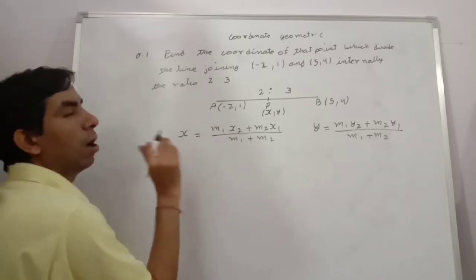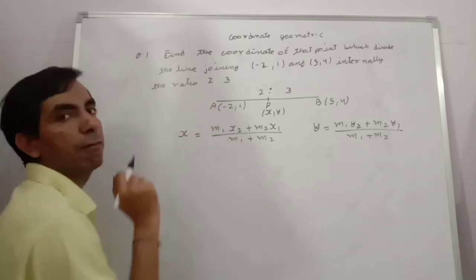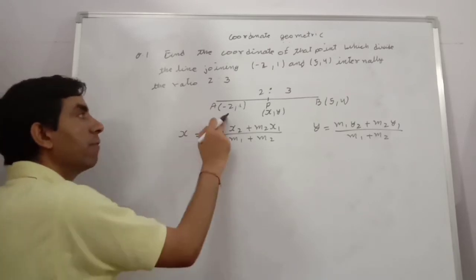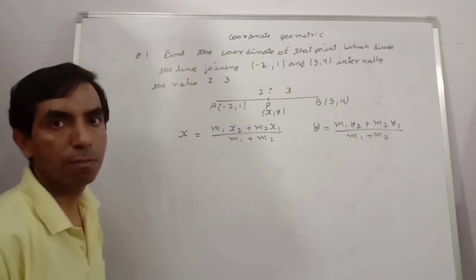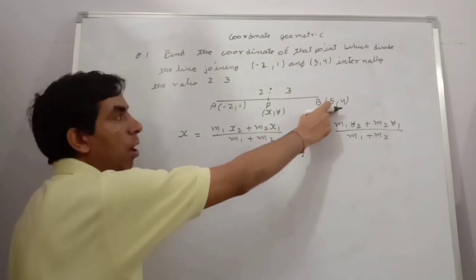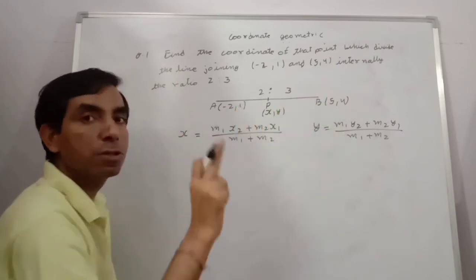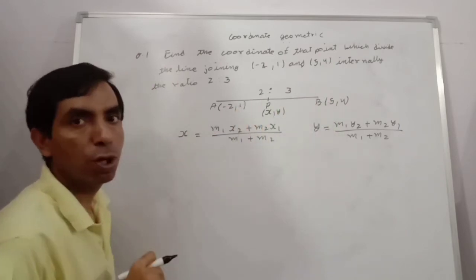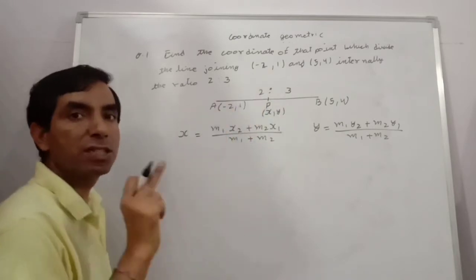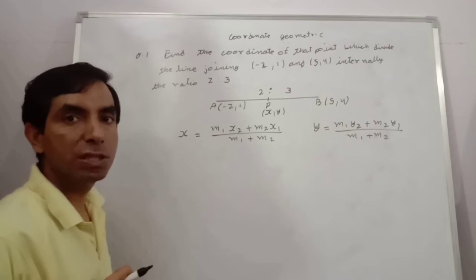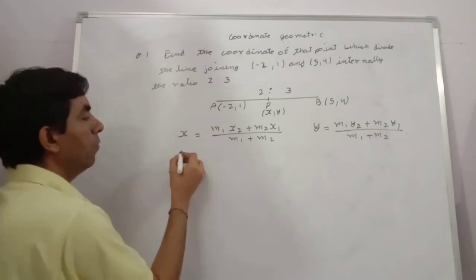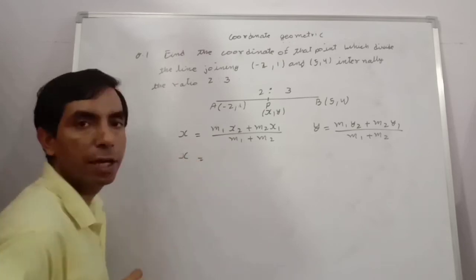Now always remember that in the section formula, you suppose (x1, y1) is the first point coordinate, and the end point coordinate is (x2, y2), means the last point coordinate is (x2, y2). In the ratio, the first ratio is m1 and the second ratio is m2. Now we use the section formula here.